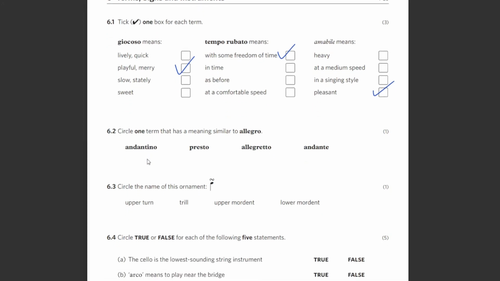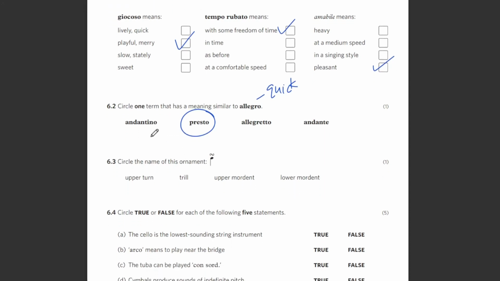6.2, circle one term that has a similar meaning to allegro. Allegro means quick, right? So which one also means quick? Presto. Allegretto is fairly quick. Andante is at a moderate pace. Adagietto is slow, but not as slow as adagio. So the answer is presto.